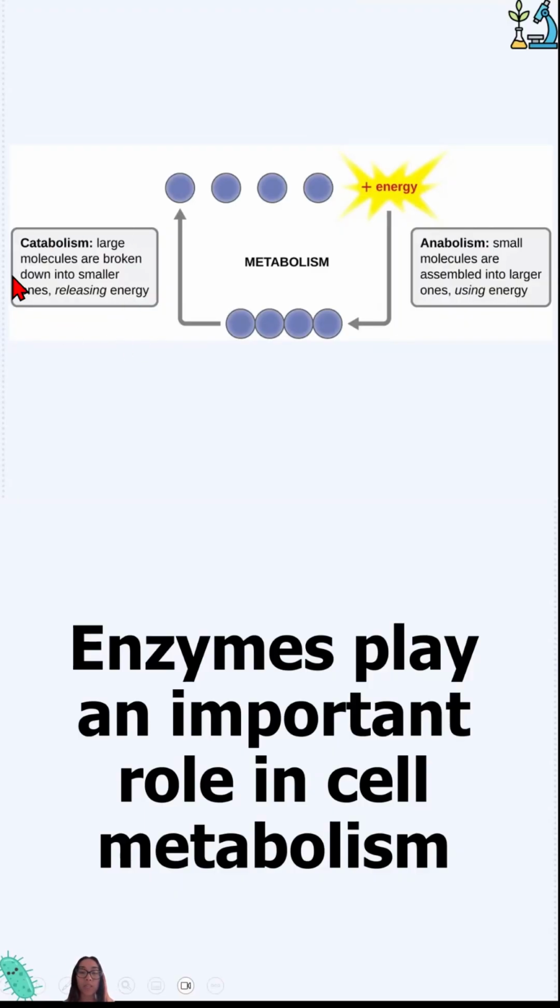So when a cell breaks down a molecule, we call that catabolism. So if we have something like a sugar and we break it down for energy, that is catabolism. Or the opposite, let's say we are building molecules and storing energy, then that is called anabolism. So catabolism is breaking down, anabolism is building. And guess what? Enzymes are going to play a very important role in both of these processes.